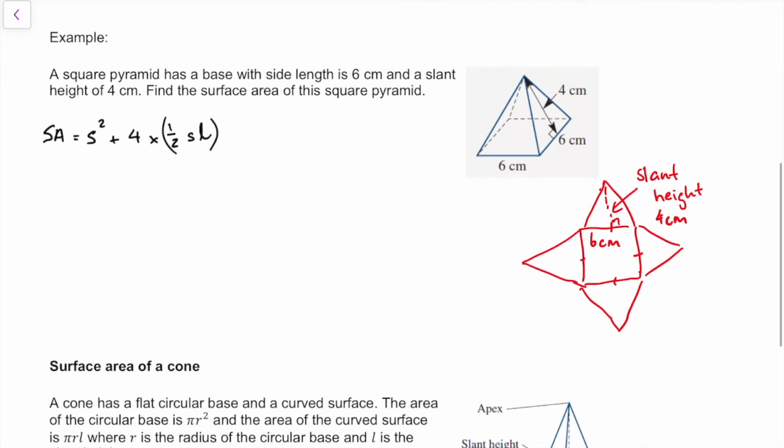So let's go back to our question and substitute in. The side length is 6, so it's 6 squared, and then we add to that 4 lots of a half times this side, which is 6, times the slant height, which is 4. We can just type that straight into our calculators as is. It saves us a couple of lines of working, and we get 84 centimeters squared. Make sure when you're doing area that you use centimeters squared.